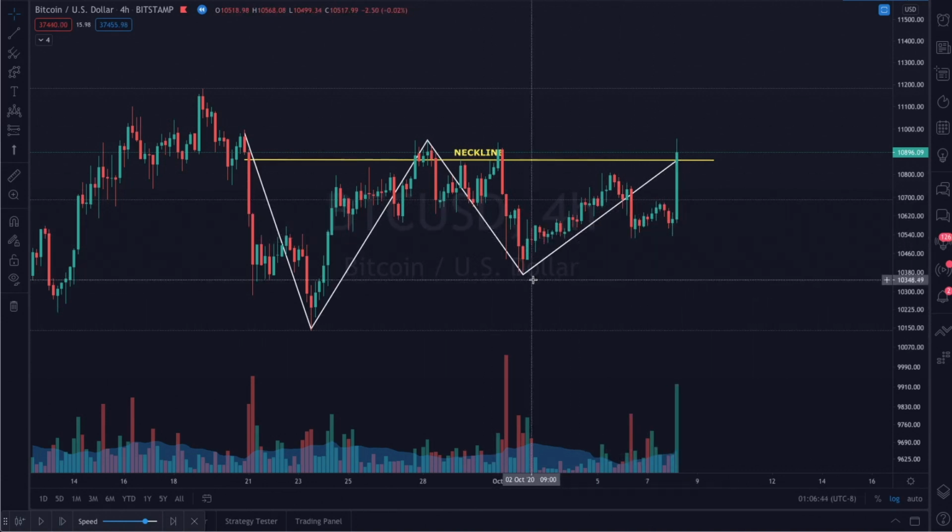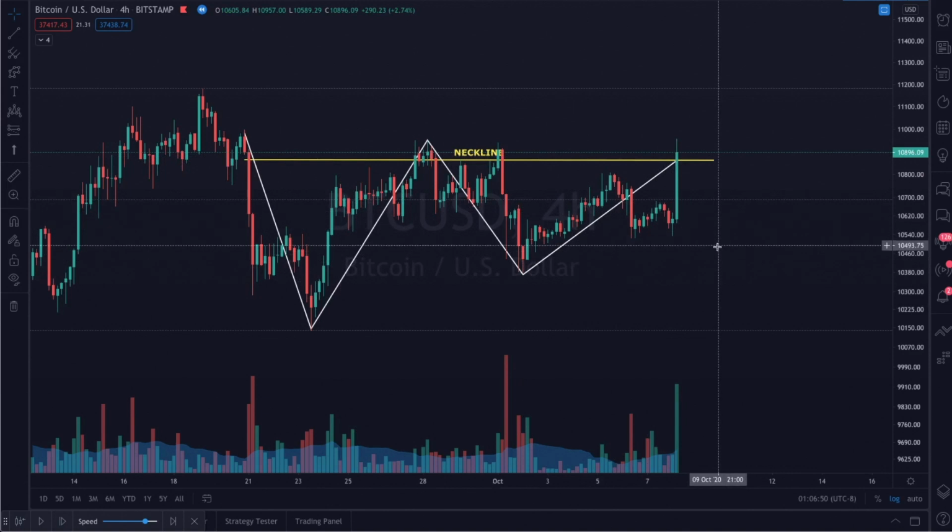Okay, so we are looking for a break across the neckline. The neckline would be about here. And then once price action breaks across the neckline, we are looking for a volume confirmation, and we do indeed have a volume confirmation here. This would be a great place to enter into a long trade upon the breakout of this neckline.